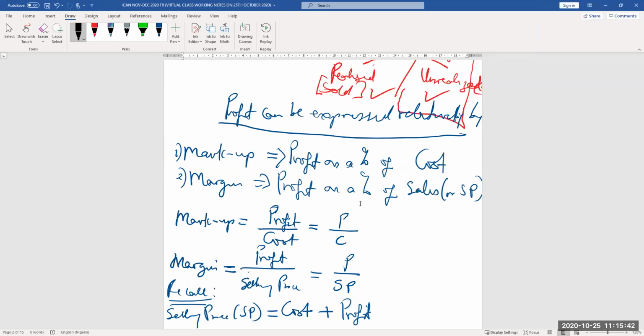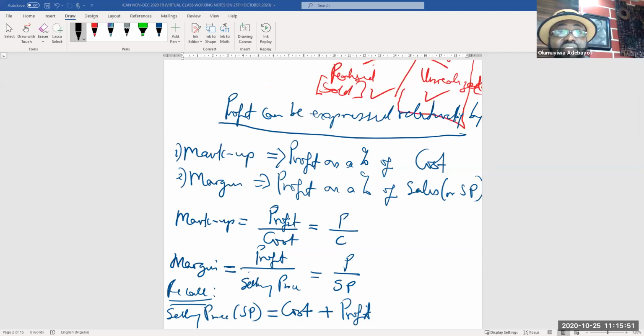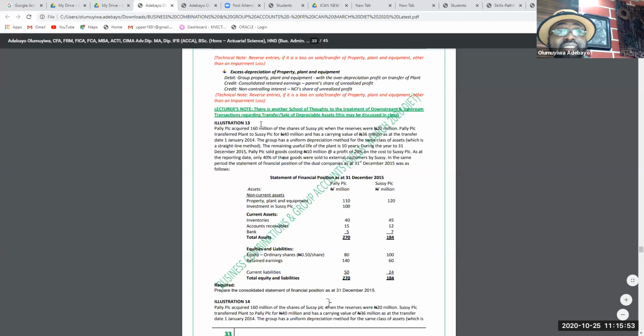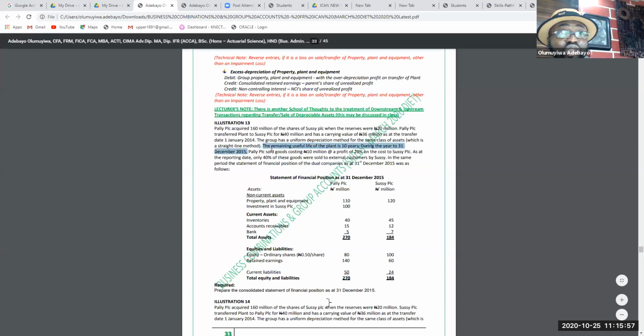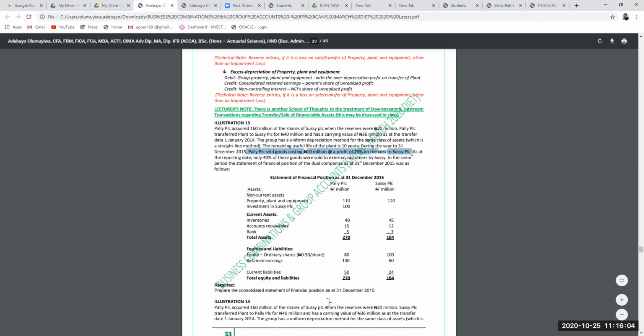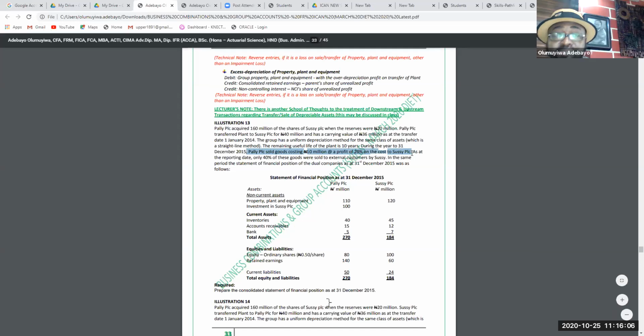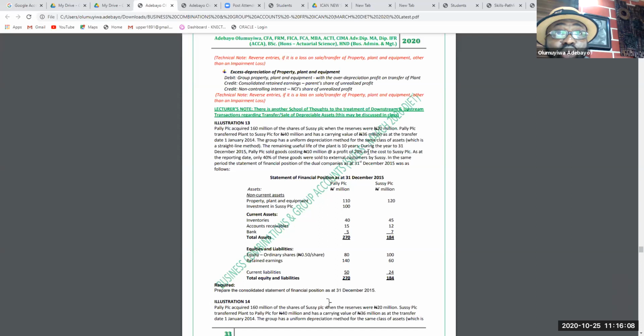Because in the question it says that the profit is 20% on the cost of the goods. The question says what? 20% on the cost. Look at it here. Can you see? PLC sold goods costing 10 million, with 20% on the cost. Which means the expression given to us is margin. This 20% on cost means they gave us what? Markup. Sorry, not margin, markup.